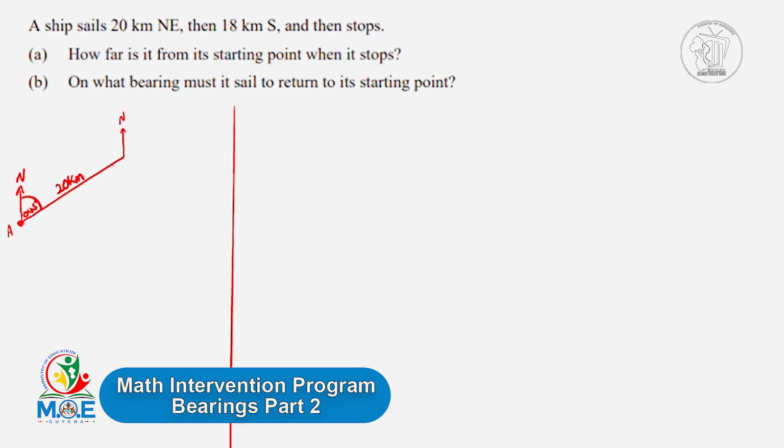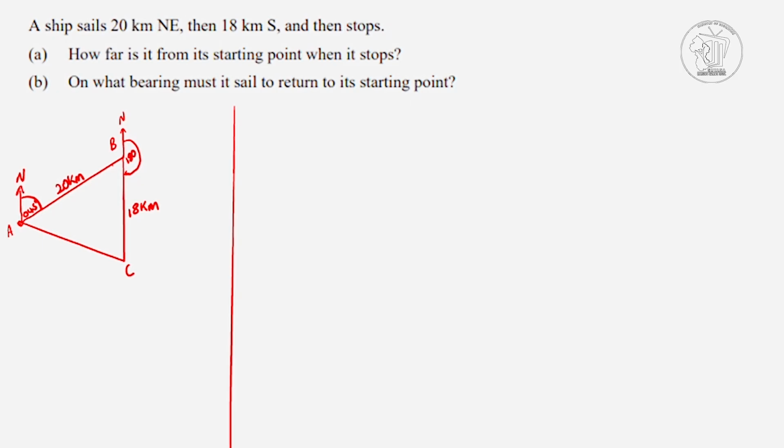South would be right in the opposite direction of north. So south would be right at the bottom here. So 18 km. And then we of course complete the triangle. So let's label. We can call this point B. We can call this point here C. We know the bearing here, since it's south, would be 180 degrees. And what else do we know? Do we know anything else? No, we don't know anything else. Anything else we have to find.